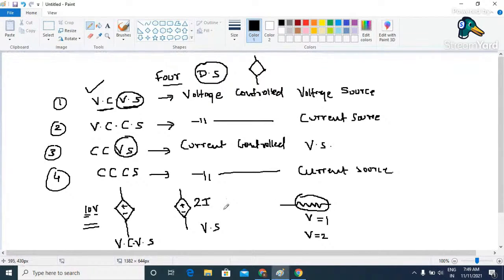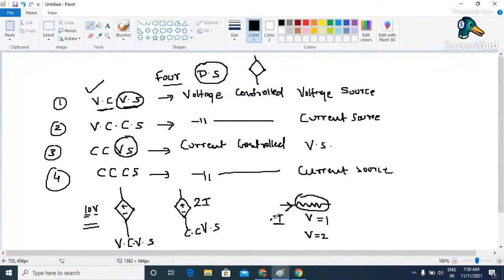For example, if this voltage source is connected in a circuit where we have a resistor, and the current flowing through that resistor is indicated by a symbol say I. So this I decides the magnitude for this voltage source. That's why it's called a current controlled voltage source.